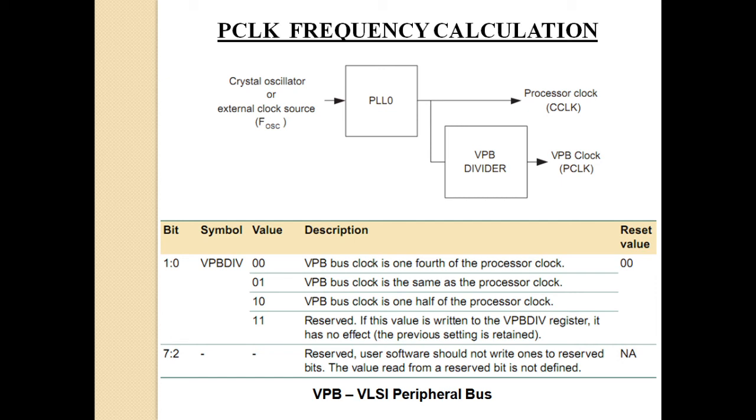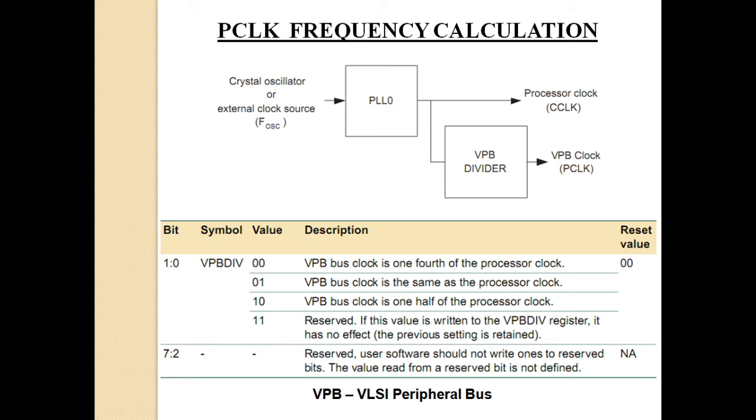How will you configure a flip-flop? By a digital value 0 or a digital value 1. If you are writing a digital value 0 in a particular flip-flop of a register, it will perform a particular operation. If you are writing 1 in a particular flip-flop in a particular register, it will perform some other operation. So for configuring the VPB divider, you have a special function register known as the VPB divider register.